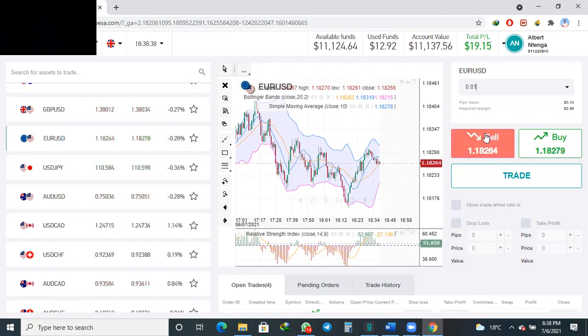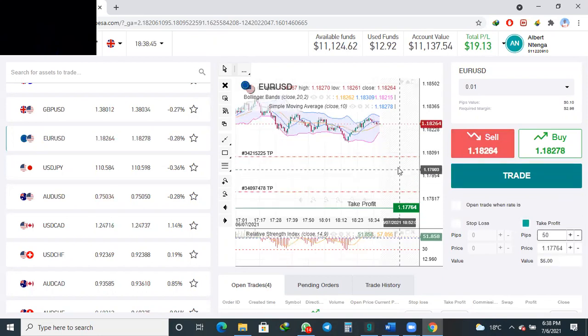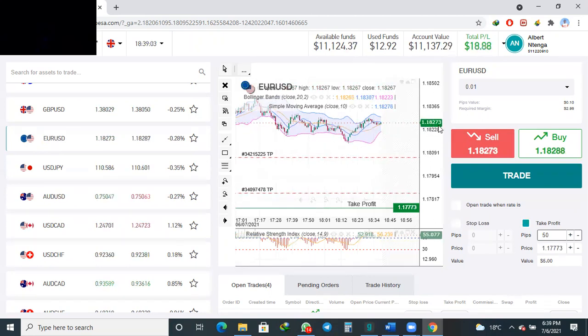And the lot size is 0.01. We said we do a sell. Now the sell and the take profit has to be below the current price, because you're expecting the trade to be on a downtrend. So your take profit has to be way below the current price. That's it, 1.18273. That's the current price. It keeps on changing, 1.18270, 266, yeah.